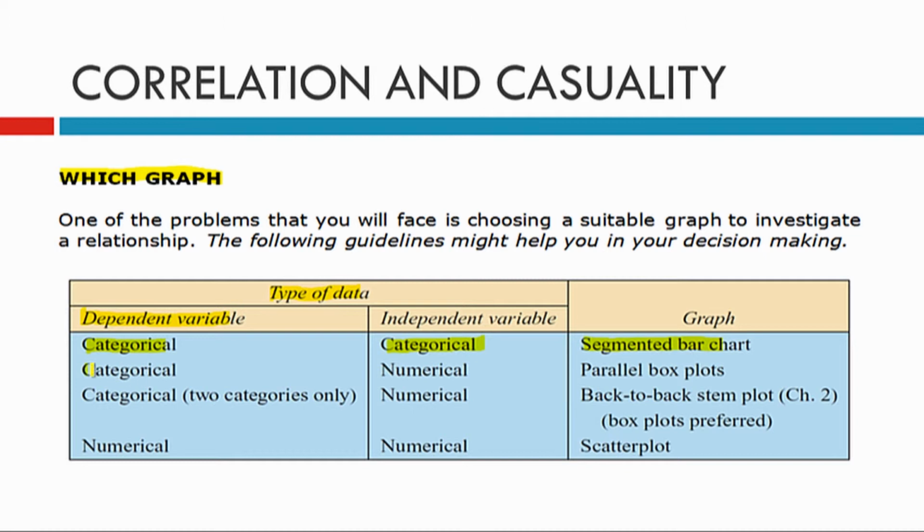If you've got the dependent that is categorical and the independent which is numerical, parallel box plots would be the go. If you've got categorical with two categories only and the numerical for the independent, a back-to-back stem plot. And if you've got the dependent which is numerical and the independent which is numerical, a scatter plot would be the go there.